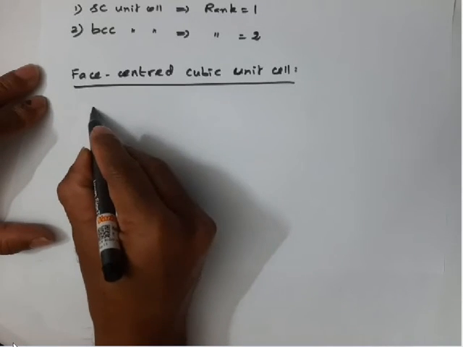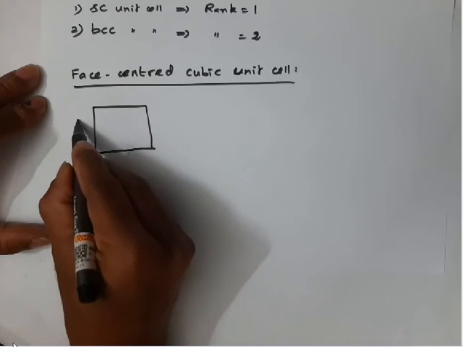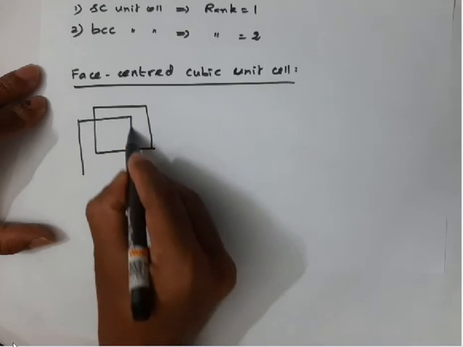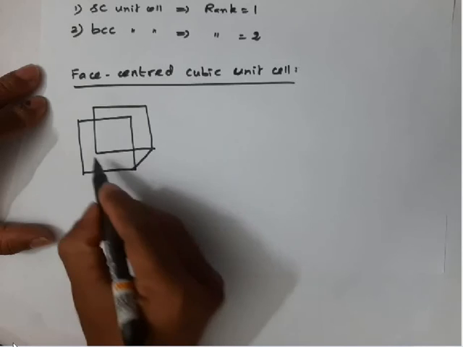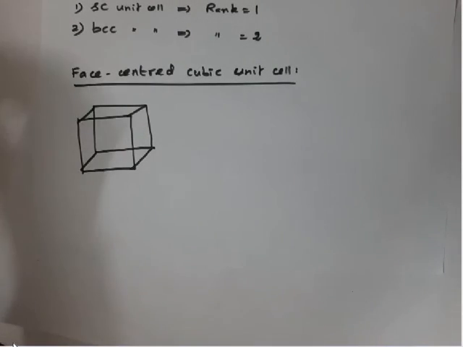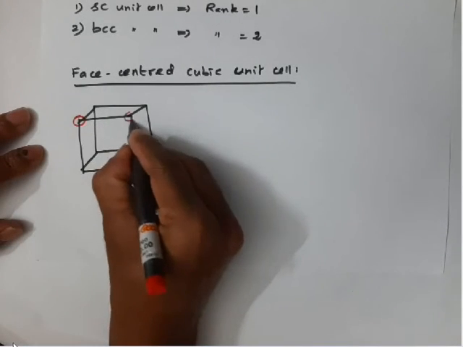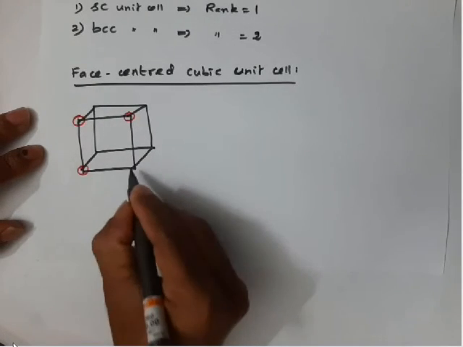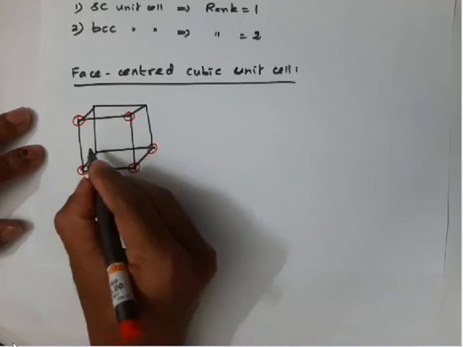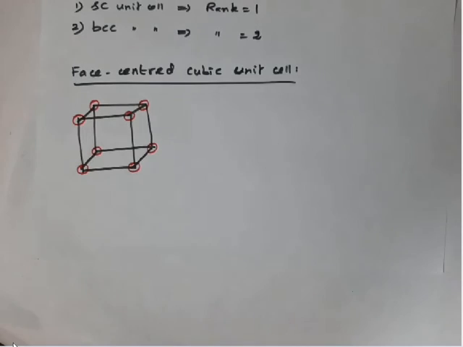Listen. Suppose I take a cube, a face-centered cubic unit cell. Take a cube. Now I'll place atoms at the corners. Just for understanding purposes, I'm using the word atoms. It need not be an atom. It can be molecules, it can be ions, it can be anything.